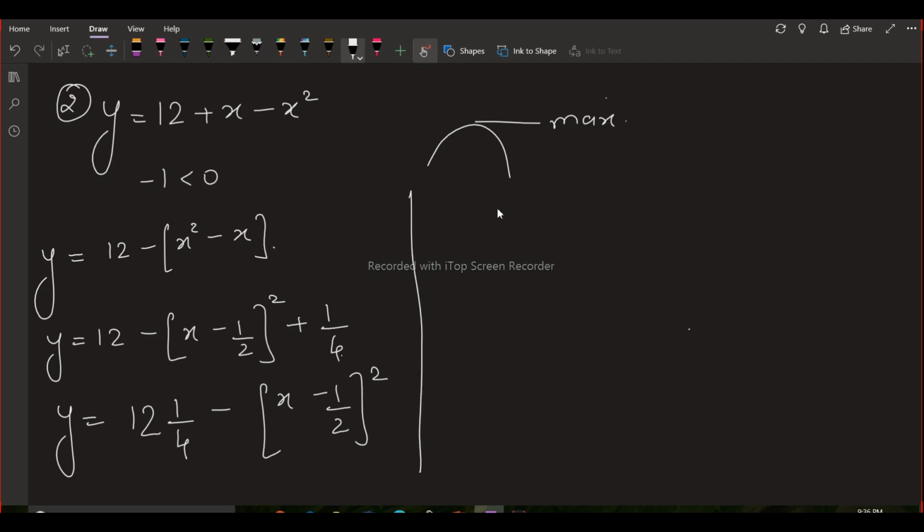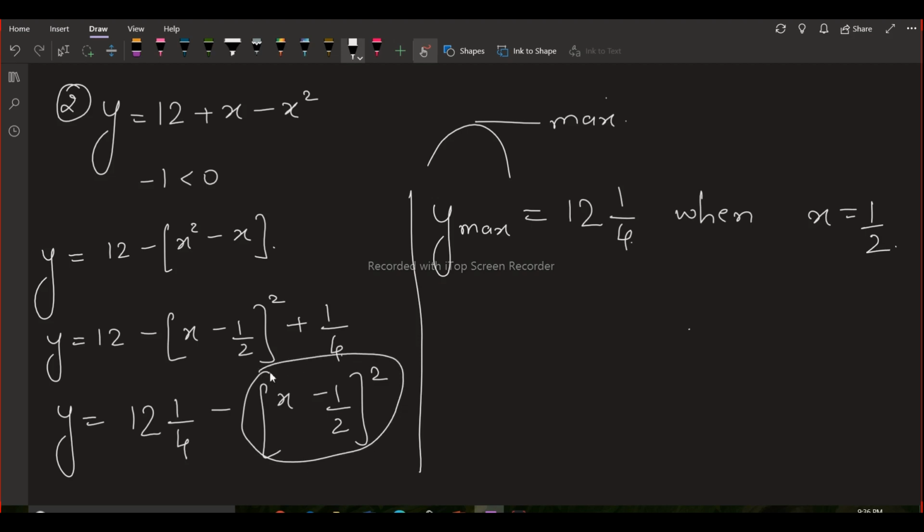Now again you will do the same thing. You'll have the max value, and the max value will be 12 1 by 4, and this will occur when x is equal to half. So you just have to make sure that the perfect square part gets 0, right? So you got the vertex. The vertex in this case is half comma 12 1 by 4. This is your vertex.